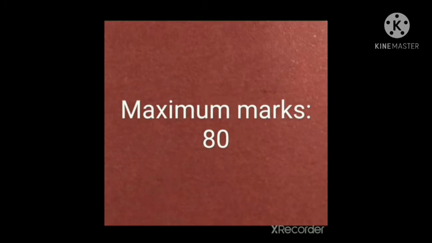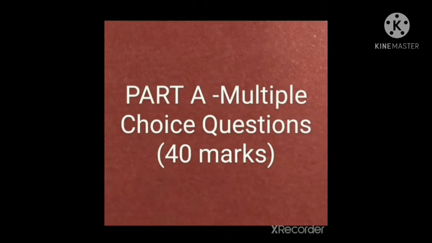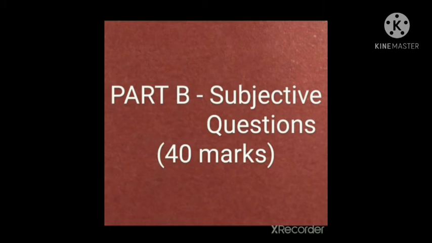Your marks are 80, and this question paper is divided into 2 parts. They are part A, that contains multiple choice questions of 40 marks, and part B, that is subjective questions. Subjective questions means it is not a one word question, but you have to write in sentences. Subjective questions total 40 marks.